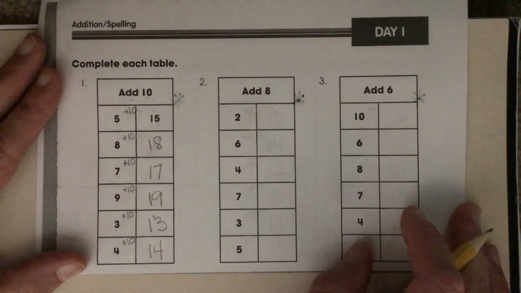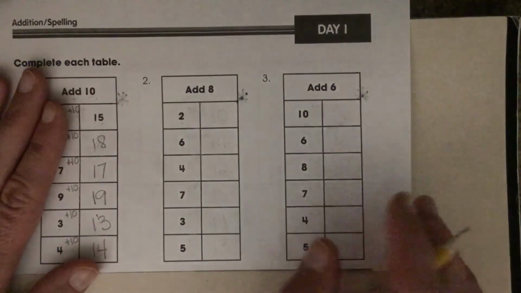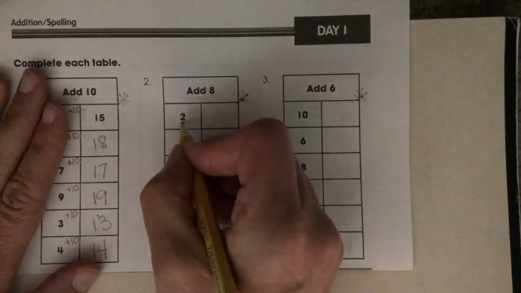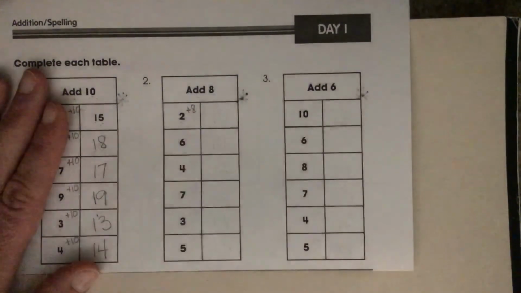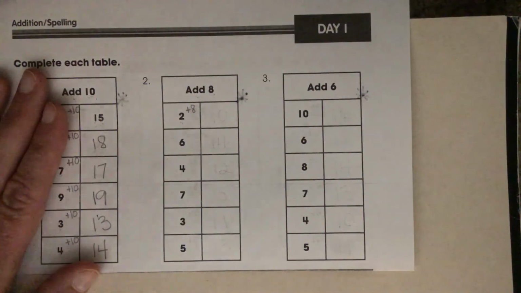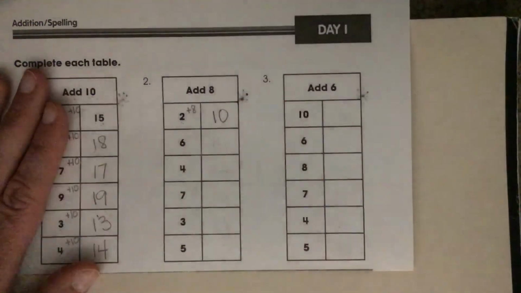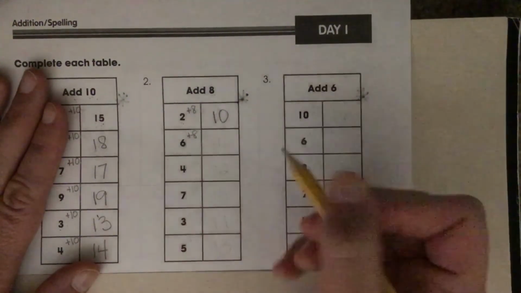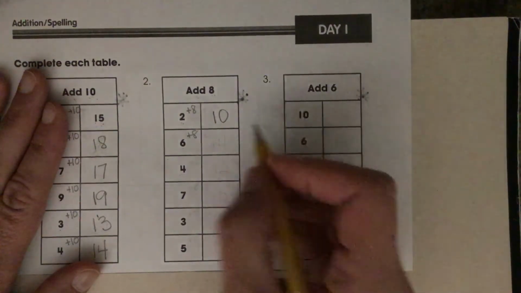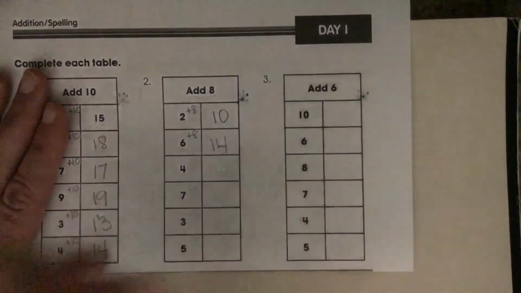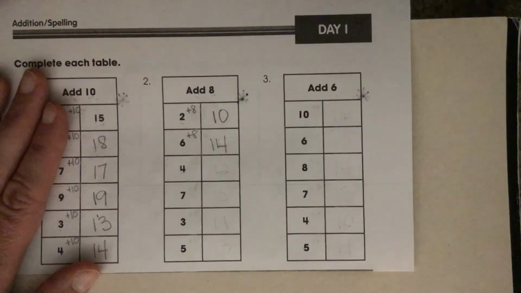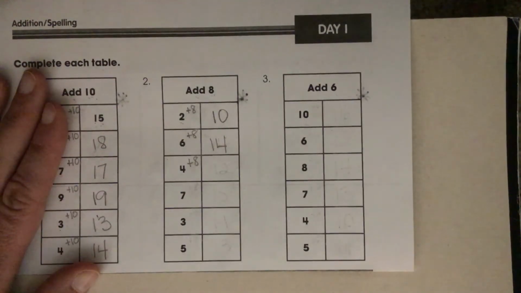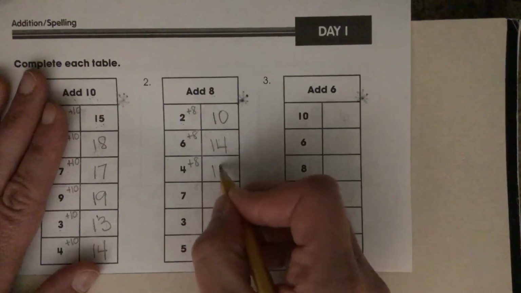That table is done. Next one, the rule is add 8. We are going to add 8 to the number 2. 2 plus 8 is 10. Super. Next, 6 plus 8 is 14. Great job. 4 plus 8 is 12.